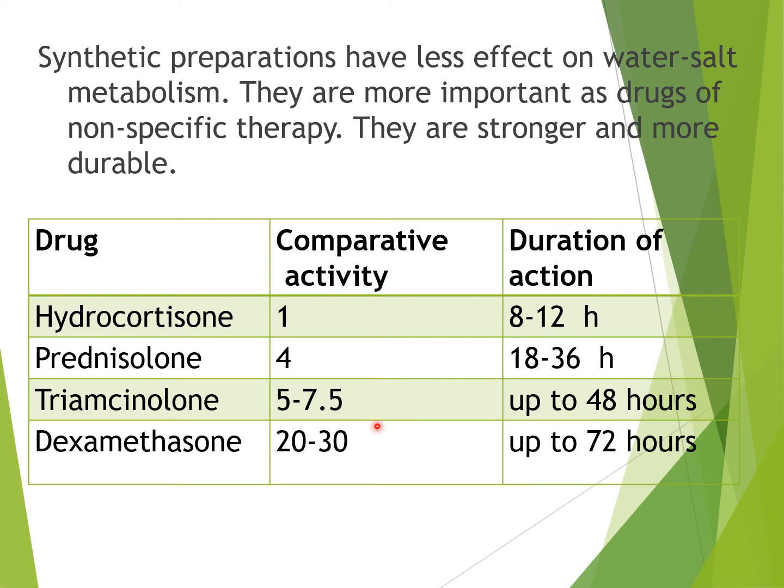So you have to understand that the duration of action of hydrocortisone is about 8 to 12 hours, prednisolone 18 to 36, triamcinolone about 48 hours, and dexamethasone up to 72 hours. So the longest time of action is for dexamethasone, and we discussed it during classification due to the time of action.